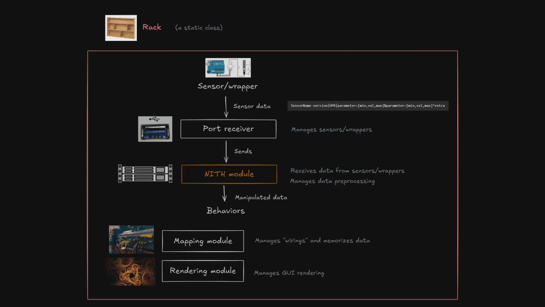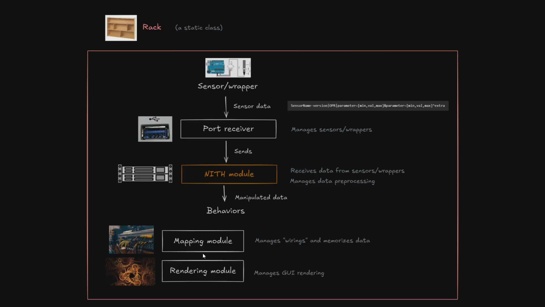When a connected sensor or a data wrapper transmits information to your application, it arrives formatted through a standardized communication protocol called the NITH protocol. This ensures that all incoming data speaks the same language. Within your application, a path receiver acts as the initial gathering point, managing the flow of data from all connected sensors and wrappers. From here, the raw data is passed to a NITH module. This module can perform initial data cleanup and preparation before sending the refined information to a series of behaviors. They define the actual actions and control you want to execute using that sensor data.